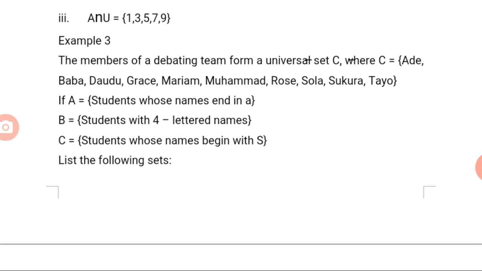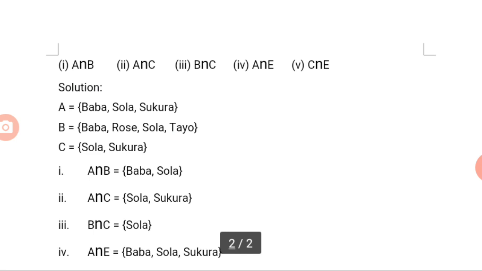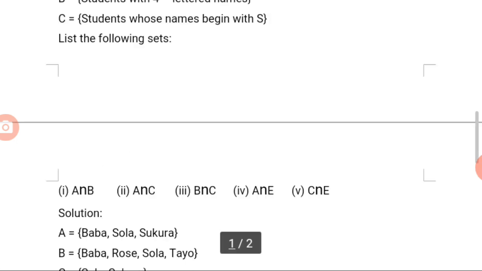Now, set B. Students with 4-lettered names. From here, we can see that Baba has 4 letters, Rose has 4 letters, Shola has 4 letters, Tayo has 4 letters. So, that is why set B contains Baba, Rose, Shola, and Tayo as its elements. Are we together?